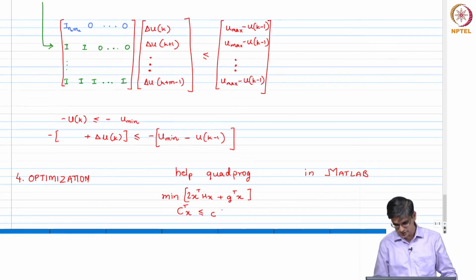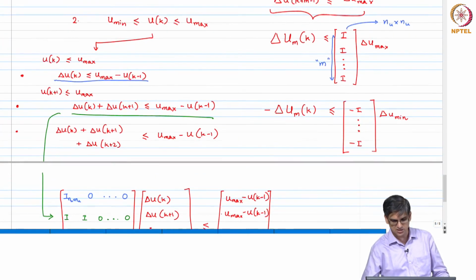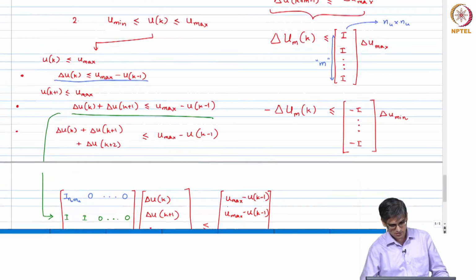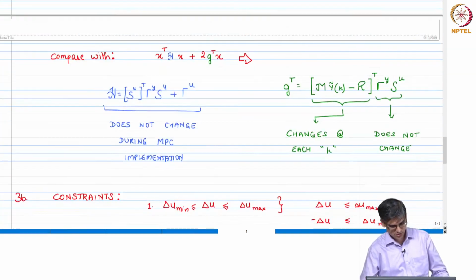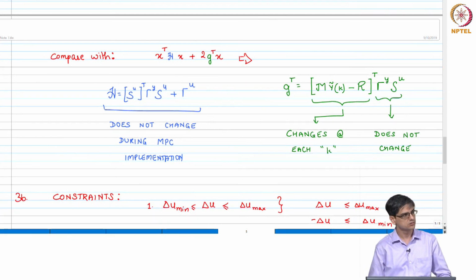Okay. So, your C matrices and C vectors are obtained through these constraints that we have just developed. Your Hessian is obtained over here and your gradient is obtained over here, which is in green. That completes the problem formulation.